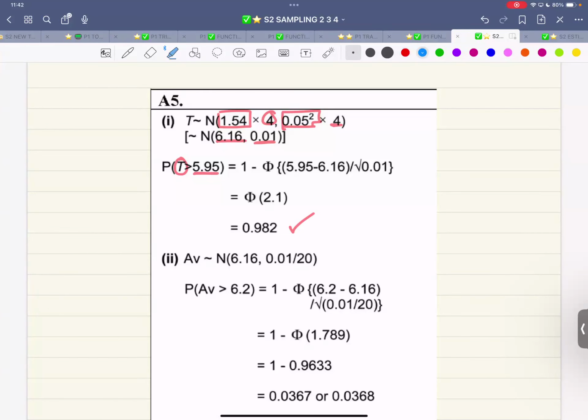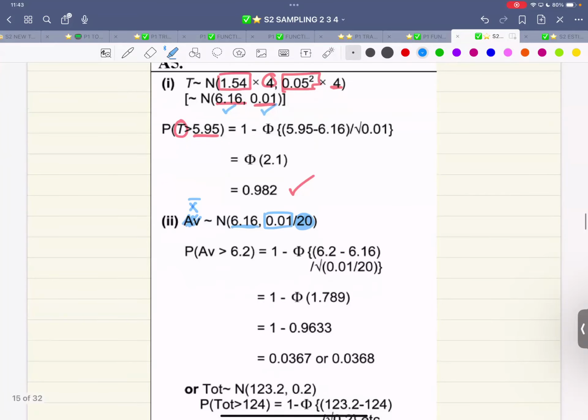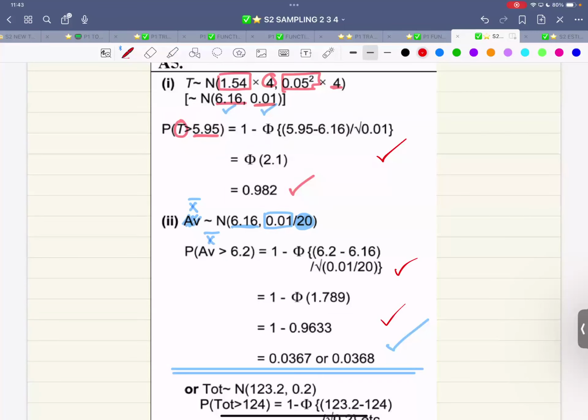The second part, the average: 6.16, that's right over here, and 0.01, that's right over here. And this is divided by 20, where 20 is the number of samples. So instead of average, we should write X bar. Probability X bar is greater than 6.2. We did all this working, and our working is up till here. So far, so good. This is all perfect. This is all good.